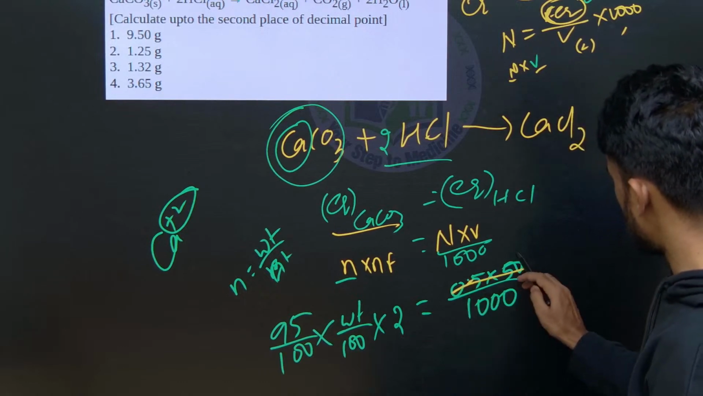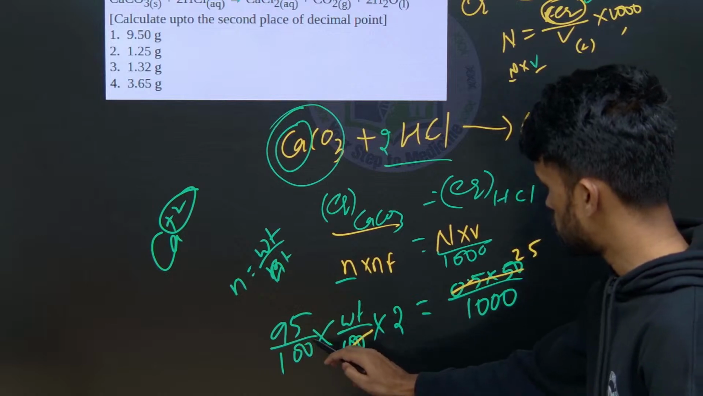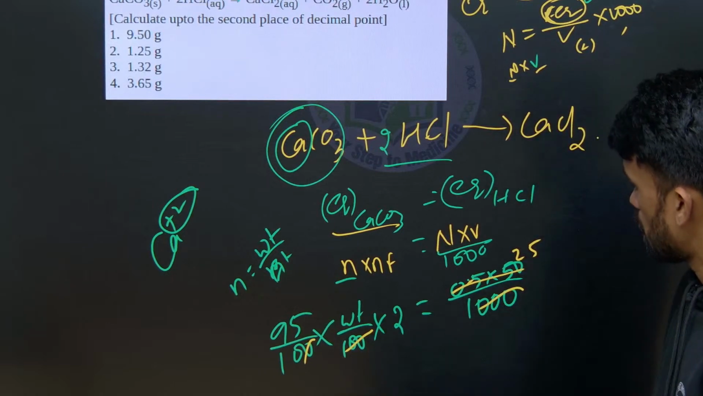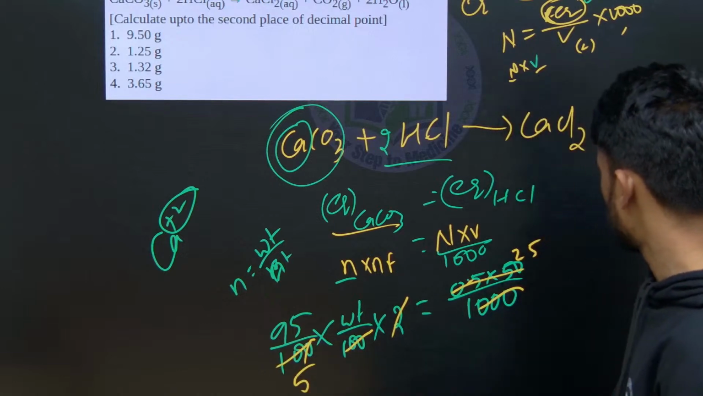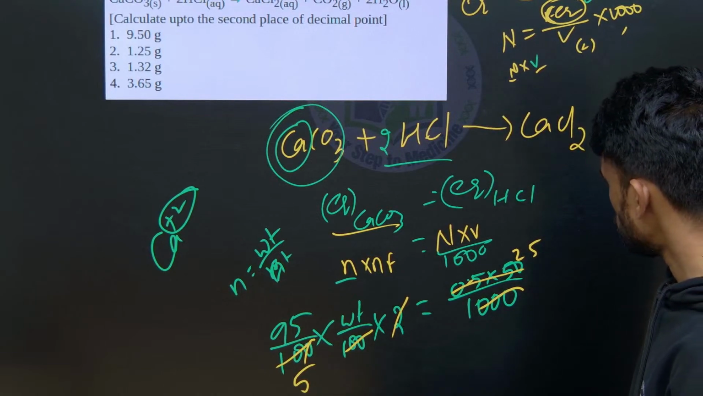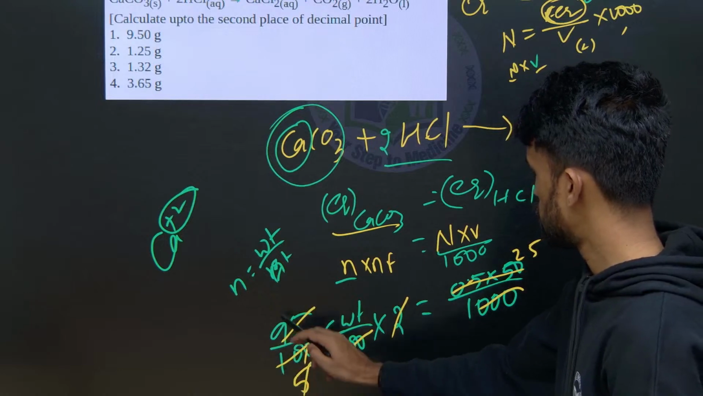Okay, so if you do this, let us check once. So these I can write 25. Next here we have 5, then next we have 5, this is 19.